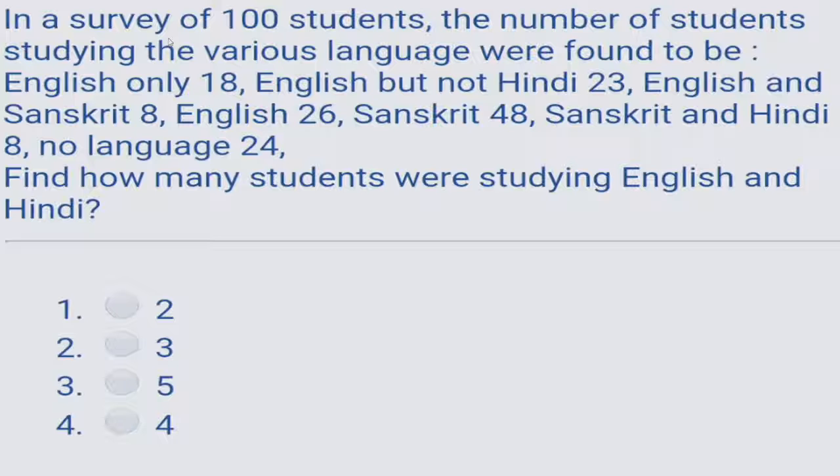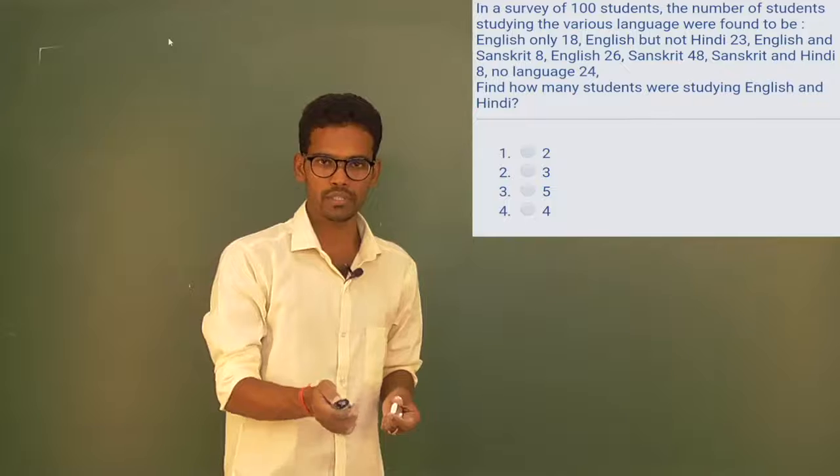In a survey of 100 students, the number of students studying the various languages were found to be: English only 18, English but not Hindi 23, English and Sanskrit 8, English 26, Sanskrit 48, Sanskrit and Hindi 8, no language 24. The question is, find how many students were studying English and Hindi only. So, the option we have to select is English intersection Hindi. Let us see how to do it.